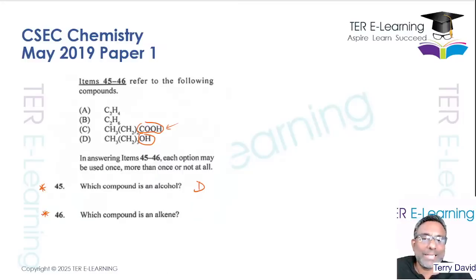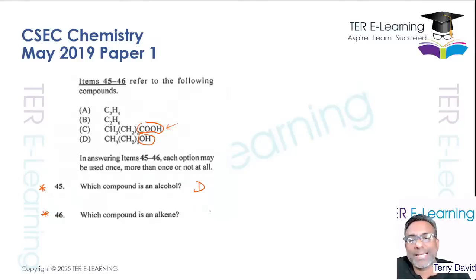Which compound is the alkene? Somebody said I missed out 44. I'll go back to 44 in a sec. Oh yeah, I did. Right, I'll go back. Yeah, going back to 44, don't worry.